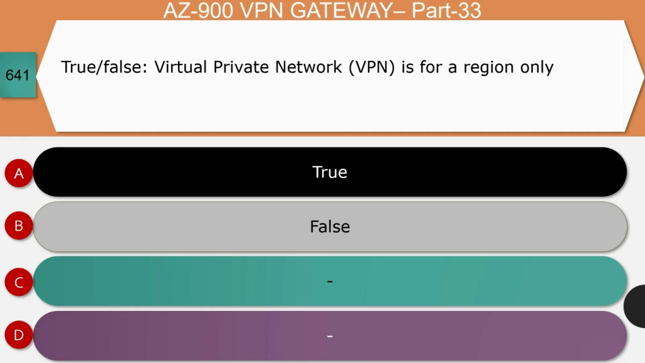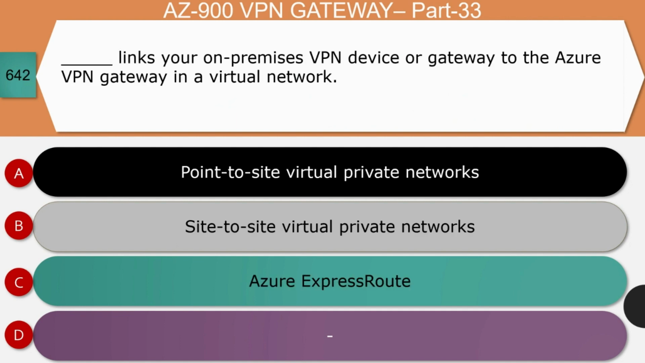So let's start with the first question: true or false? Virtual private network is for a region only. The right answer for this question is true. Most of the time, VPNs are created for a region or a closed region to have a more secured and compact network. And it will be manageable if you have such a network formed in a particular region. And so the right answer for this question is true.